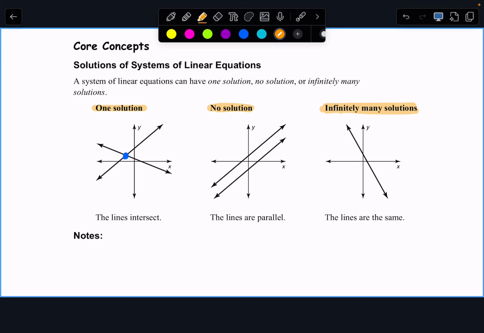How are we supposed to tell if it's infinitely many solutions? Because if the lines are overlapping and we can only see one line, how can we tell? Well, if it's a system of equations and you only see one line, you know that you have 2 overlapping. But what I really care about is how we can tell algebraically.